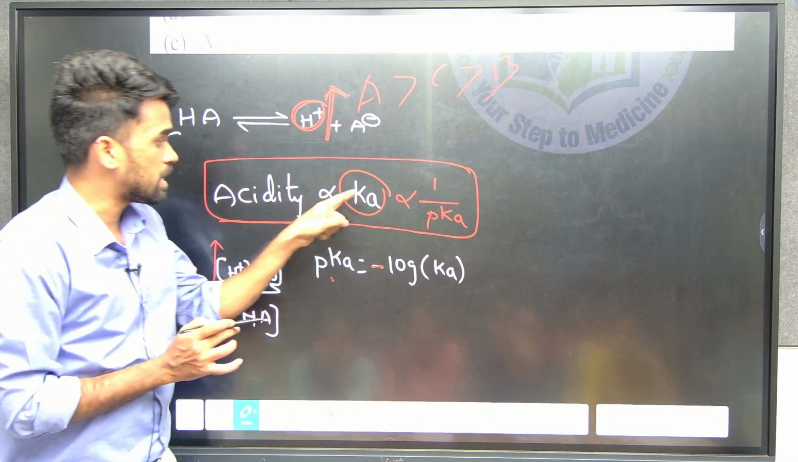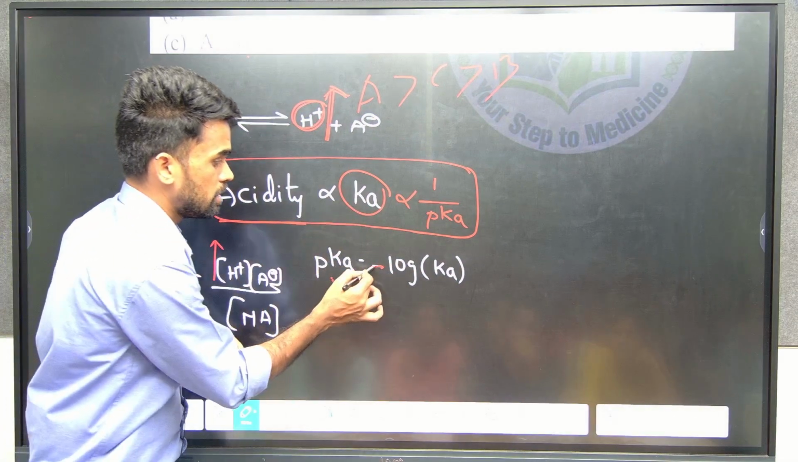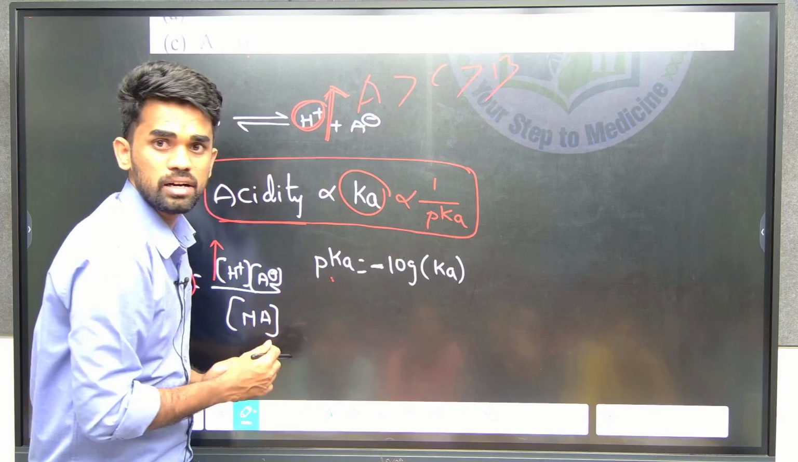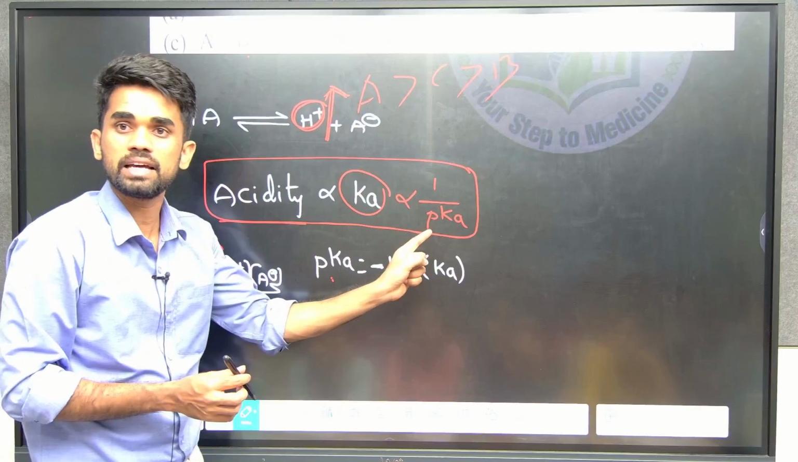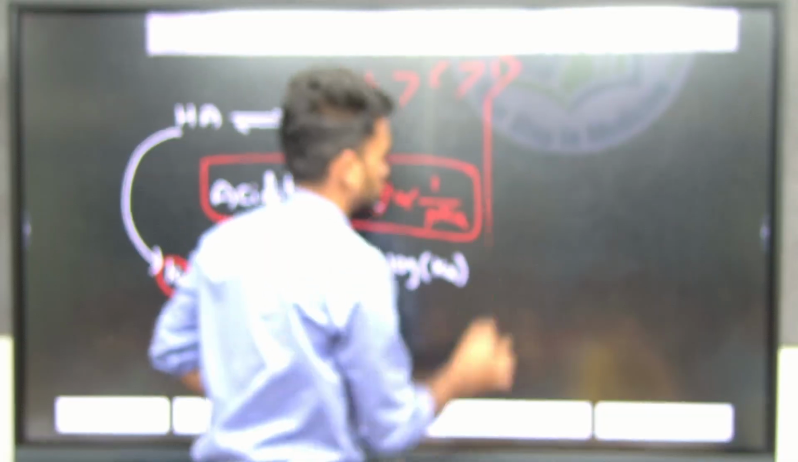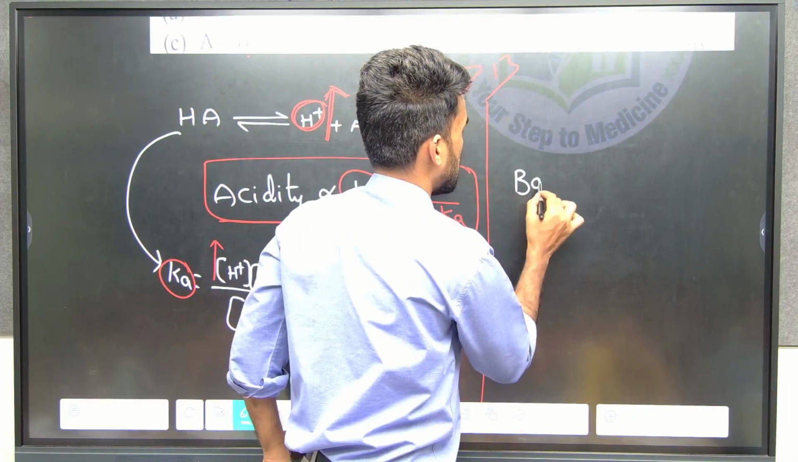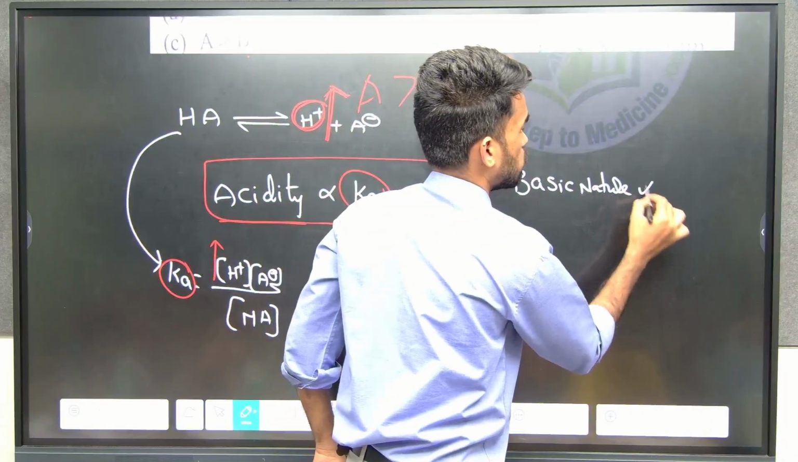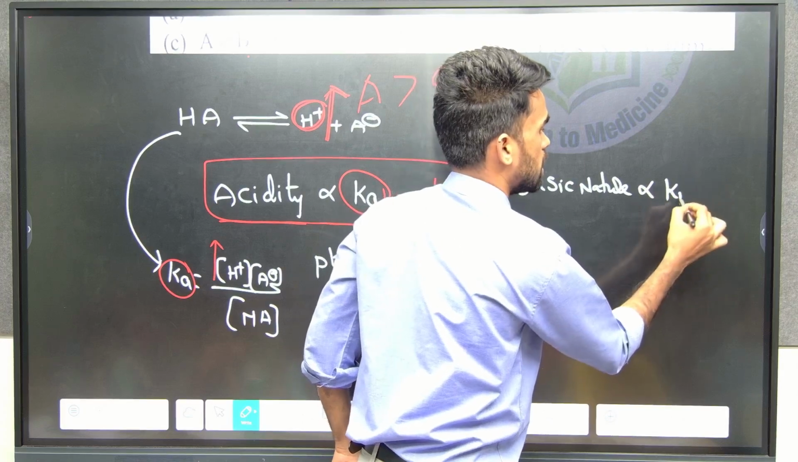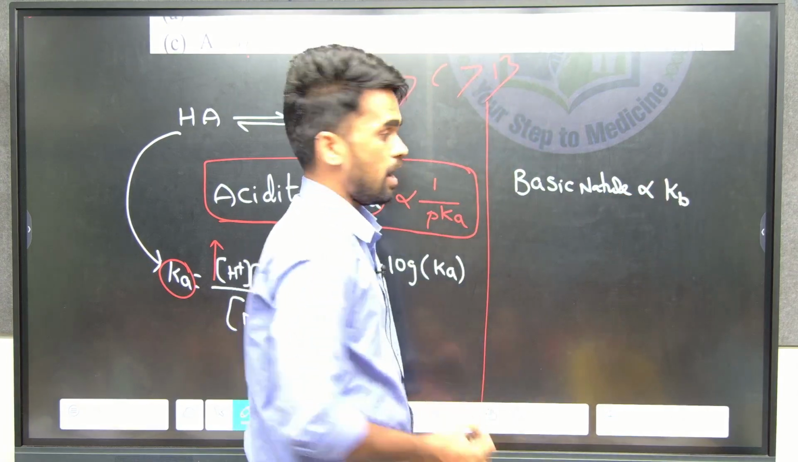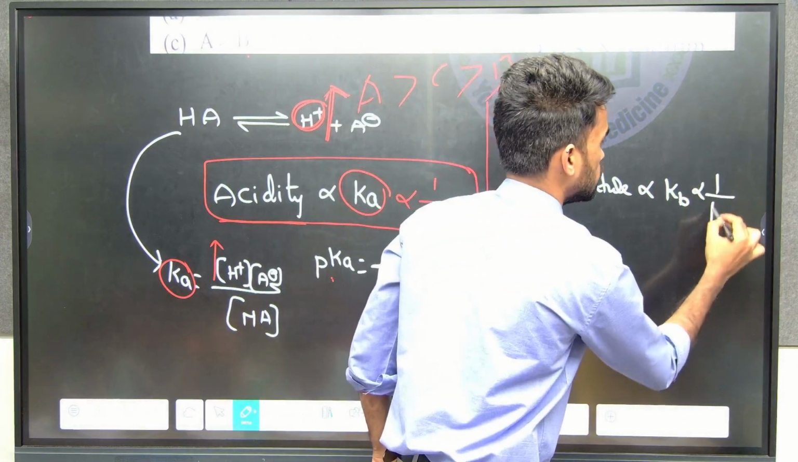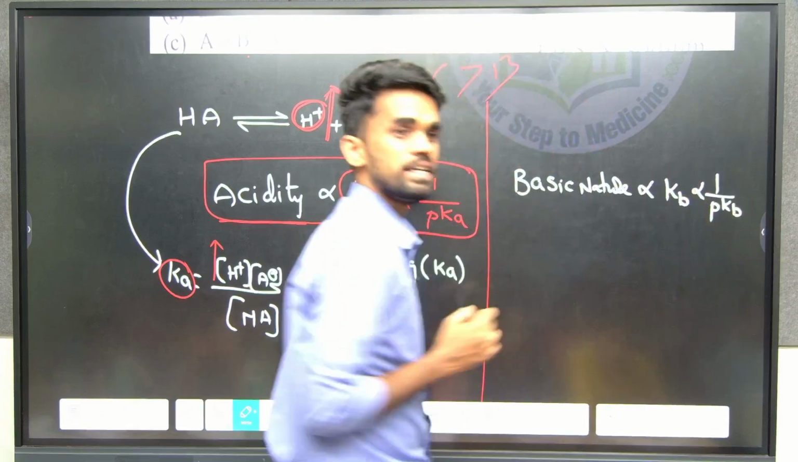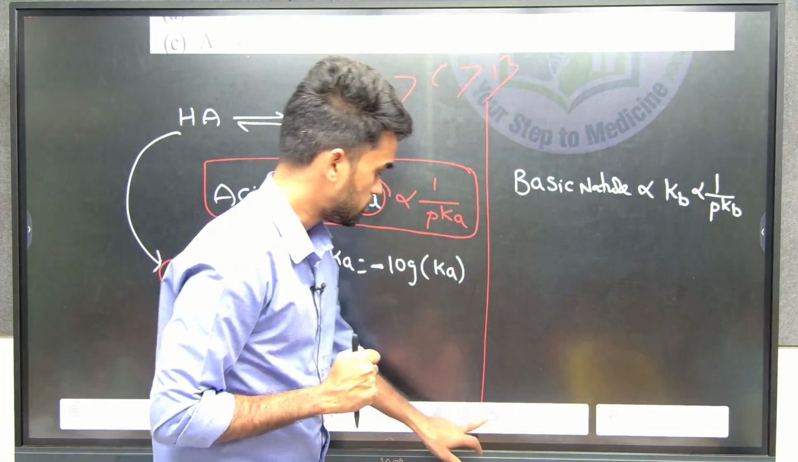Okay, and Ka, pKa, how they related? Like minus log Ka na, so inversely. So can we relate it like this? Yeah. So next one more thing, basic nature or basicity is directly proportional to base dissociation constant Kb, and this will be inversely proportional to pKb. Is this clear everyone? Yeah.